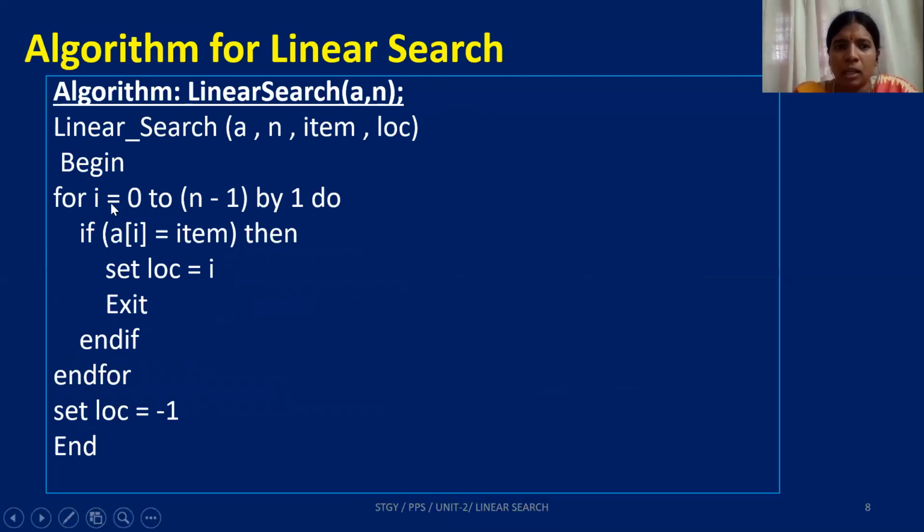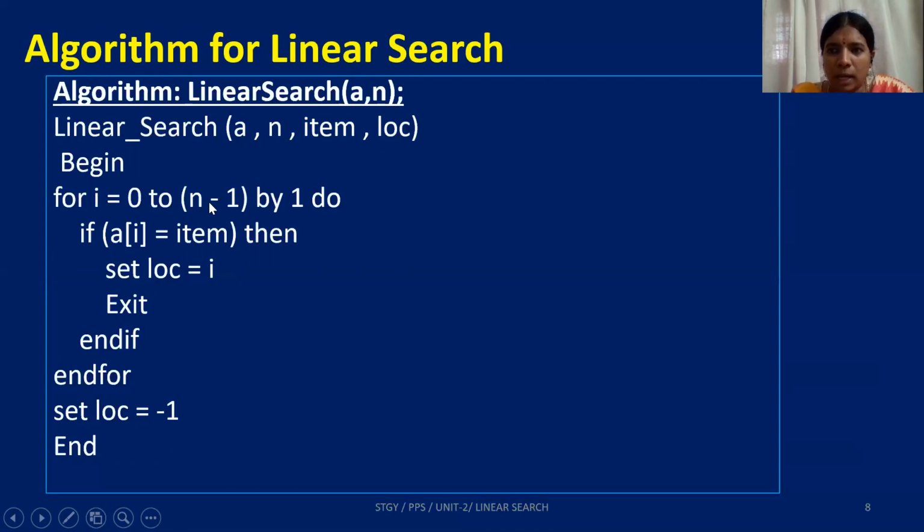And what does it say? Set your i to 0 and go till n-1. Linear search works on an array A of n elements. You're searching for the item, and if you find its position, you will put it in the location. Location is generally the expected position where you put your result. Item is the element that you're searching for. N is the number of elements in the list A.